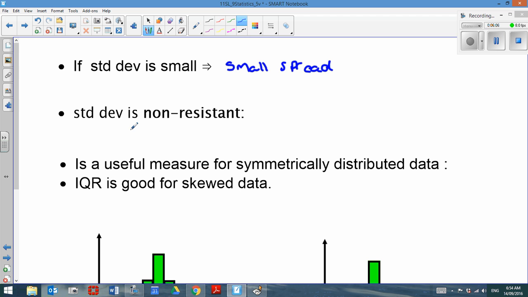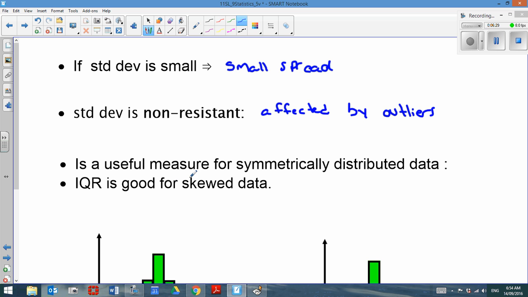Our standard deviation is also non-resistant. In other words, it is affected by outliers. So when you're looking at a box and whisker plot, we take out the outliers, and only certain values are used. However, with standard deviation, every single value is accounted for, and it can be affected by outliers. So therefore, we do need to just remember that when we're analyzing our data.